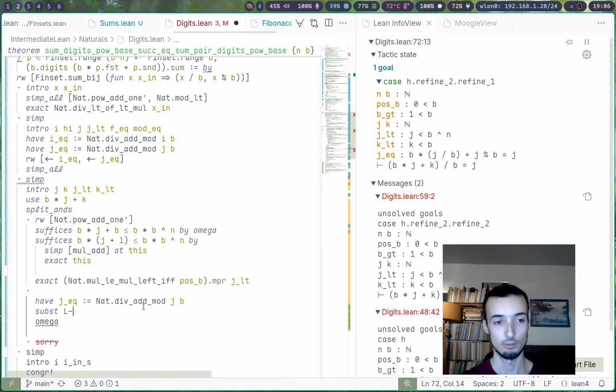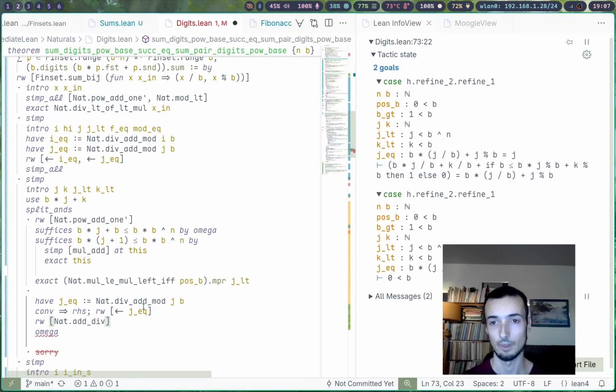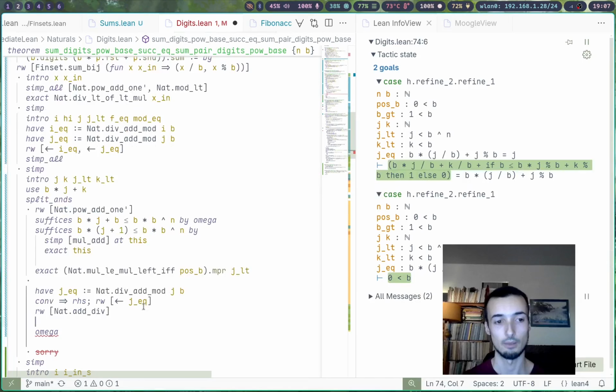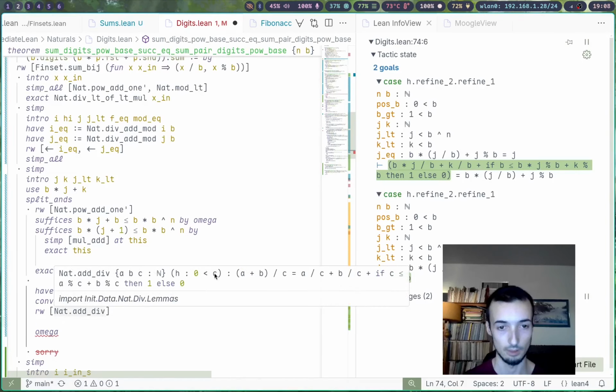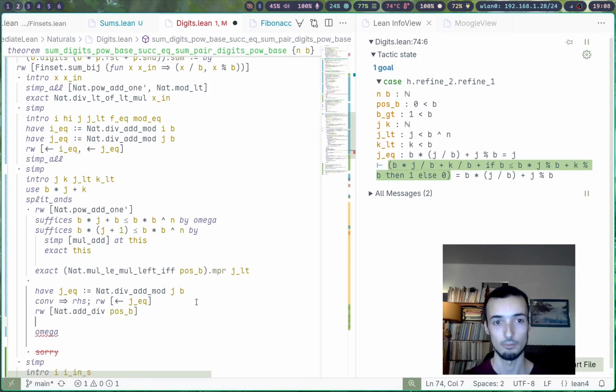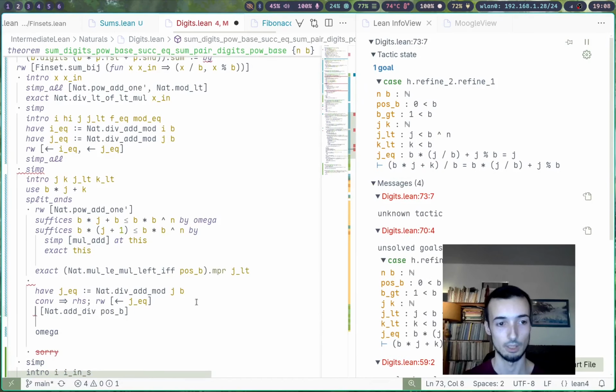Then I think we need to do a rewrite of add div, Nat.add_div maybe. Yeah, so now we have an if-then-else. Let's do this with simp. simp doesn't work if you are missing hypotheses. add_div takes an additional positivity hypothesis, so we need that b is positive, pos b. Does that give any other goals? No. So we can do simp now.